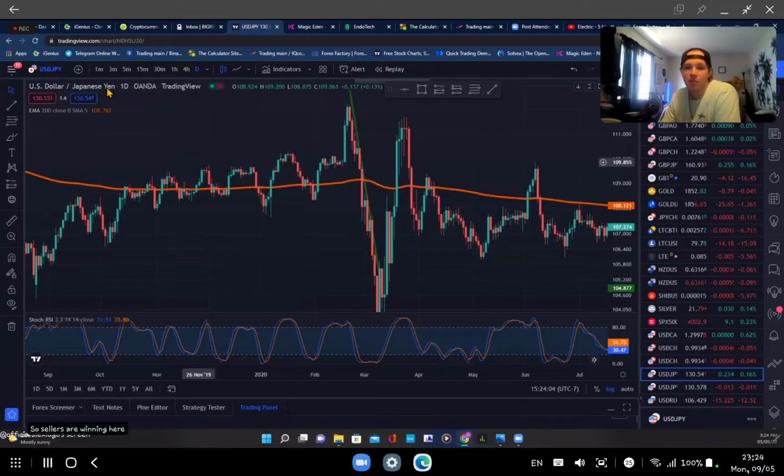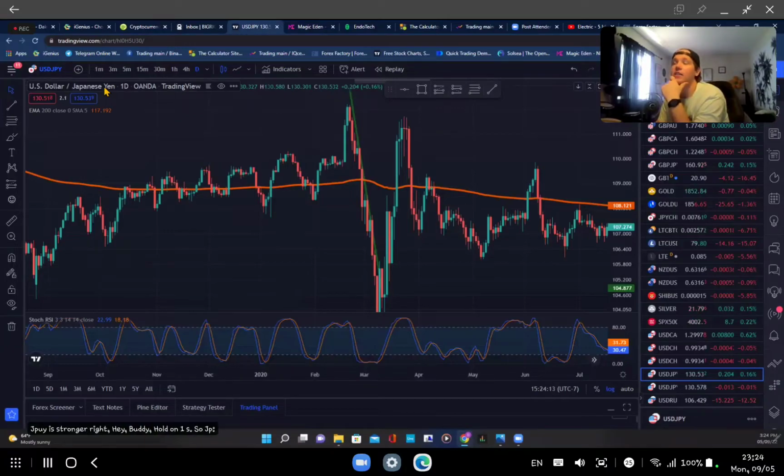That means that the JPY is winning. JPY is stronger, right? Hey, buddy, hold on. Yeah, hold on 1 second. So JPY is way stronger here. You can see it, right?